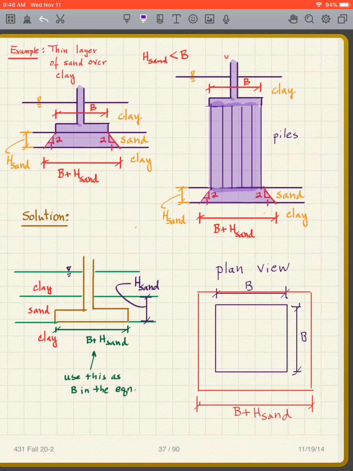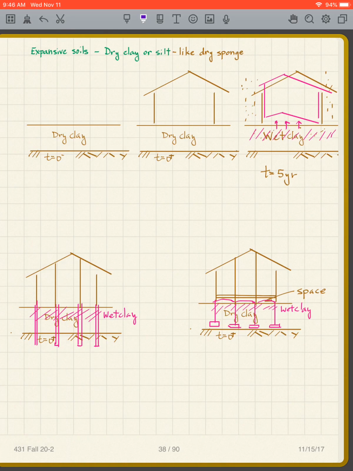And everything else we've done now fits. So, okay, I want to just make a little comment here about expansive soils.